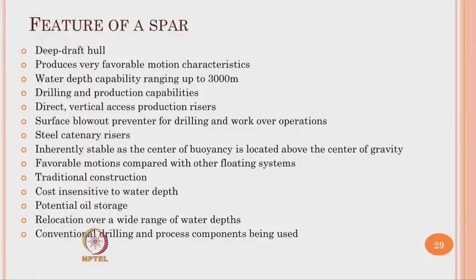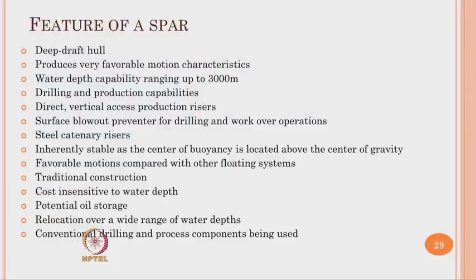Essential features of a spar are the following: it has a deep draft hull, it produces favorable motion characteristics, and has a water depth capability ranging up to 3000 meters. So, these platforms can be installed in deep waters. The drilling and production facilities are available on these platforms. It has direct vertical access to the production risers. It has a surface blowout preventer for drilling and workover operations. It has steel catenary risers which hold the platform in position.